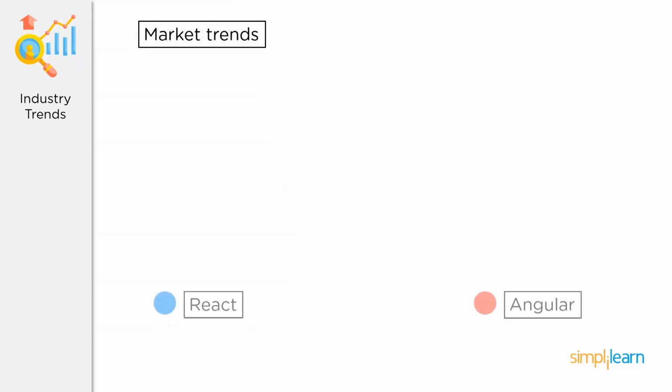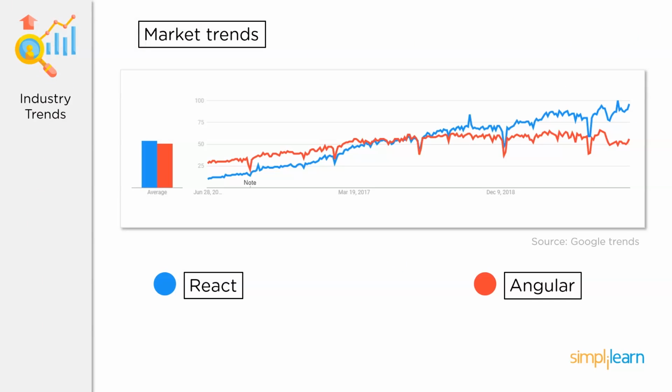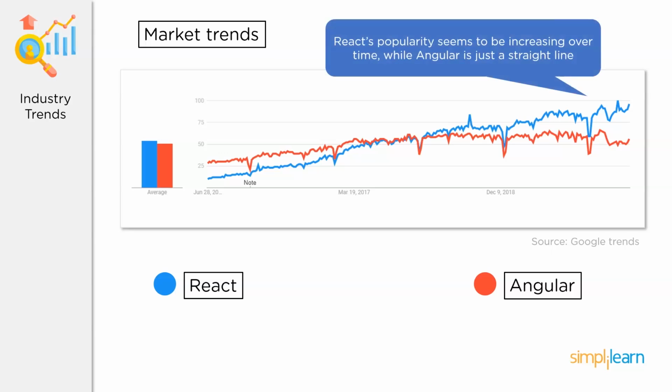First up is the market trends. Now let's have a look at the Google Trends chart that shows the search popularity of React and Angular in the last 5 years. We can clearly make out that React's popularity is increasing over time, while Angular's popularity is more of a straight line.